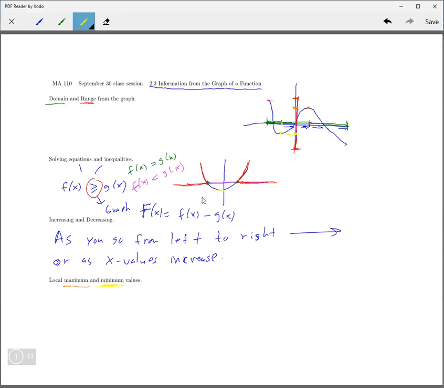Whoa, this is just like eraser, this yellow one. Okay.